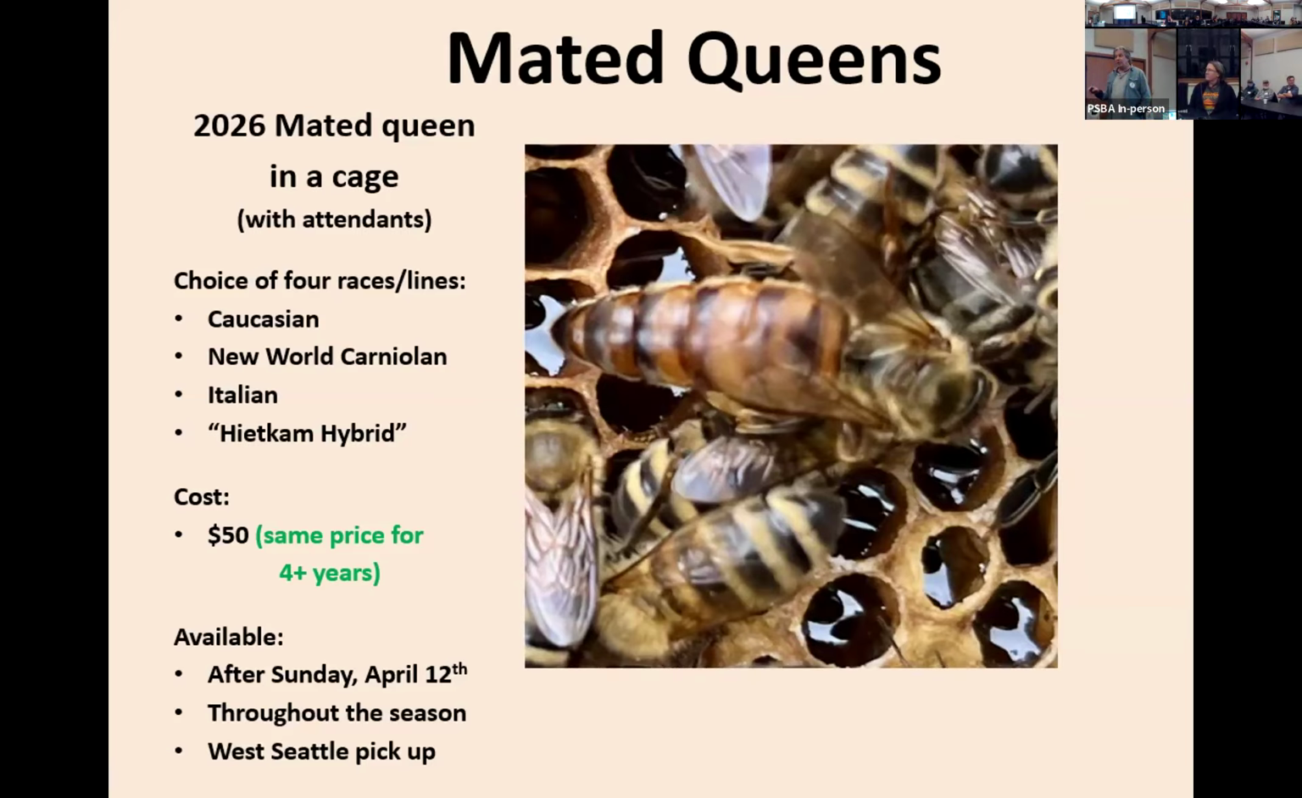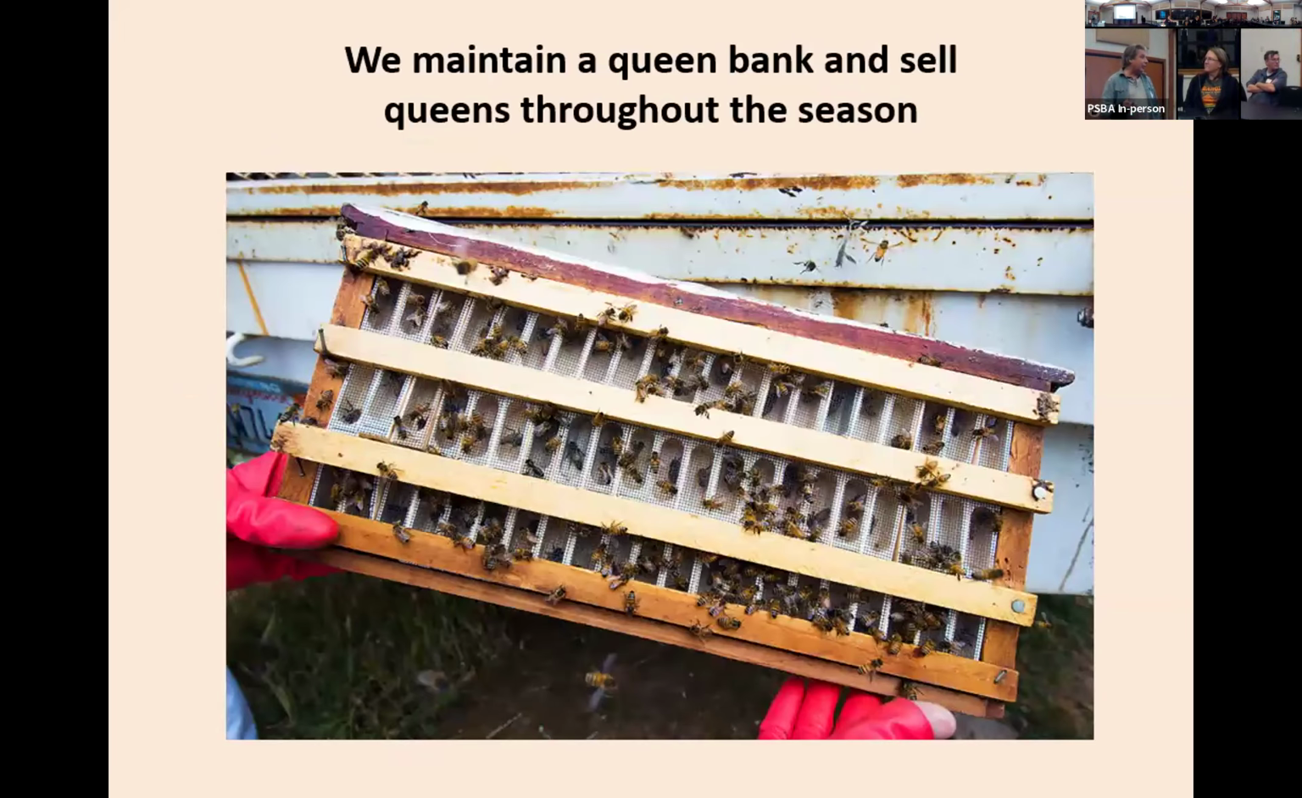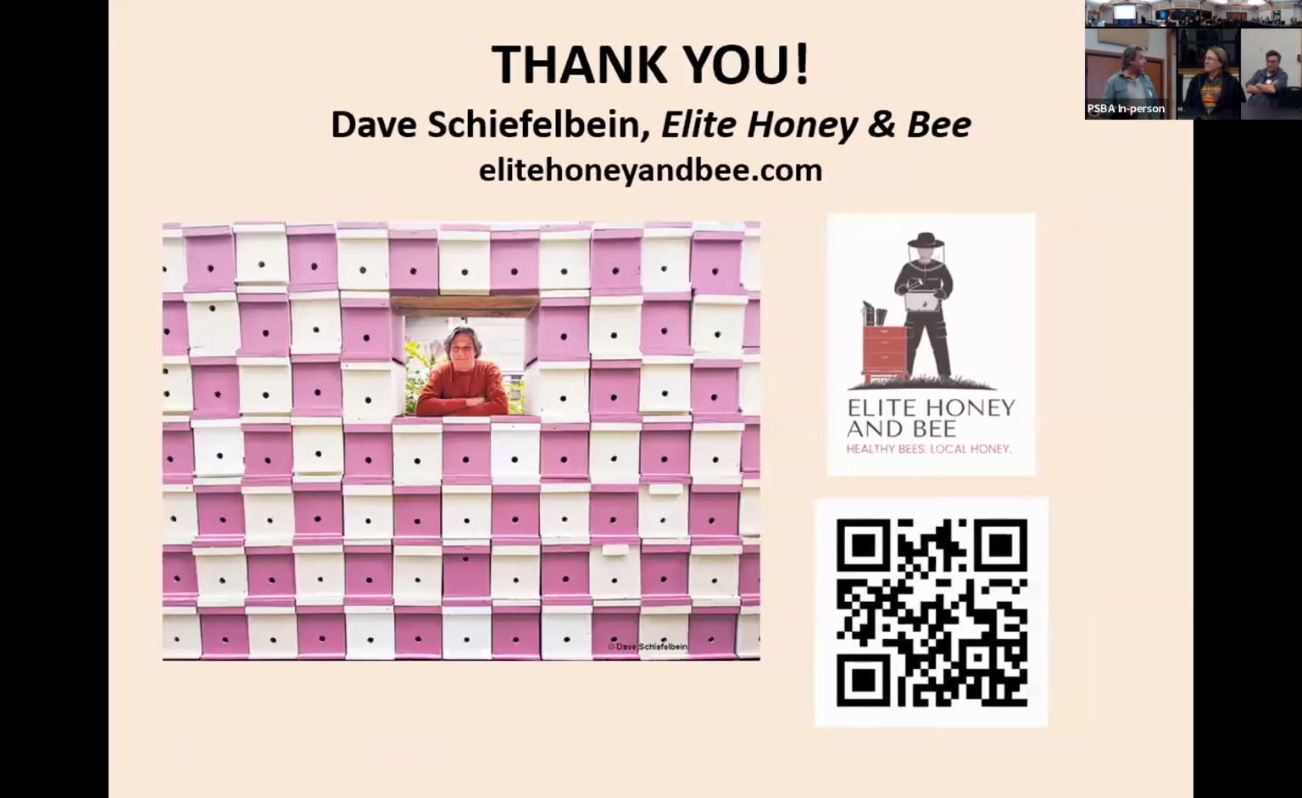So anyone can order queens now and up through April. You don't get them until our first delivery date, which is April 12th. Some people like to plan ahead if they know they have a colony that they want to split. We'll have queens to you April 12th, and then throughout the season. We maintain one, sometimes two queen banks from April to right about October 1st. Pick up during the summers is in West Seattle. That's where I live, that's where the queen banks are.